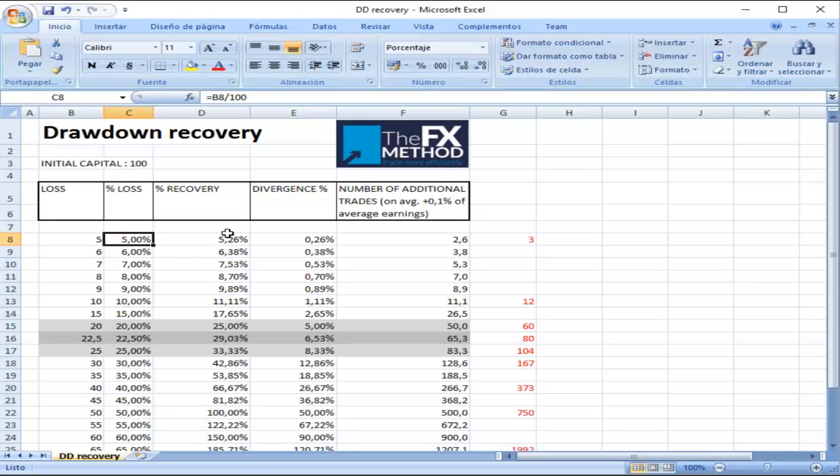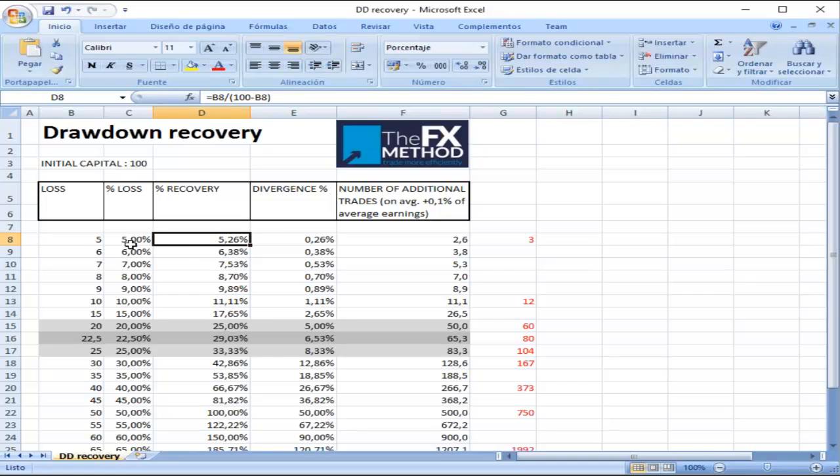So when you lose 5% of your capital, you need 5.26% to recover. Why? Let's imagine you have a £100 account, £100 or dollars, doesn't matter. And you lose 5. The remaining capital is 95. That's the formula here, you see that? So 5 divided by 95 is 5.26.